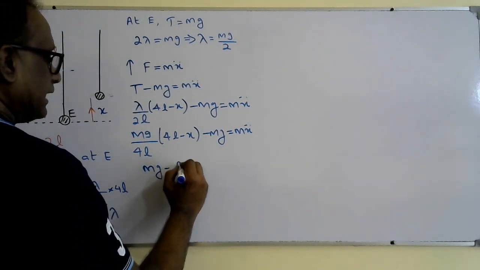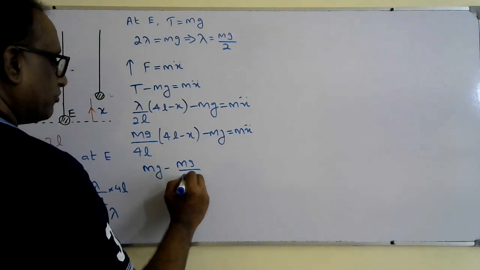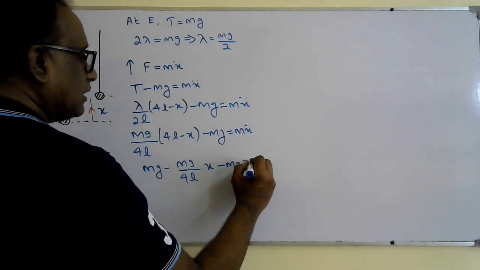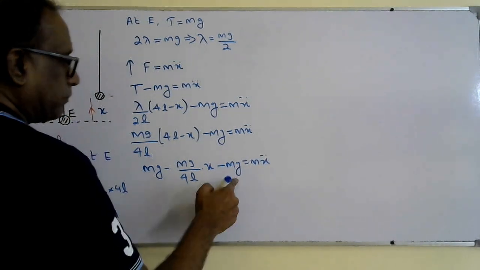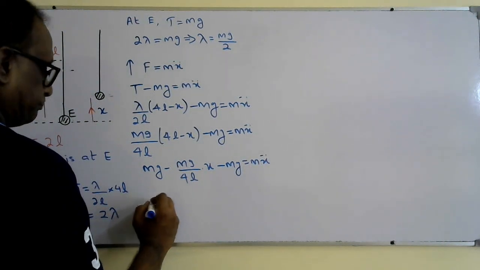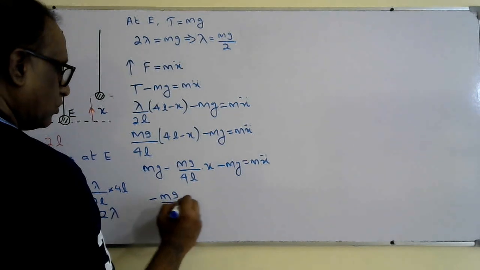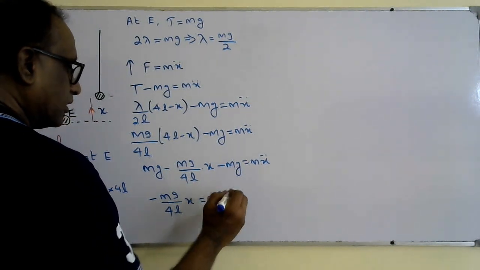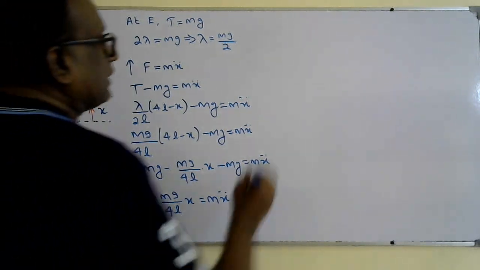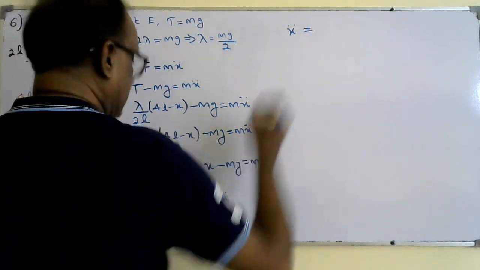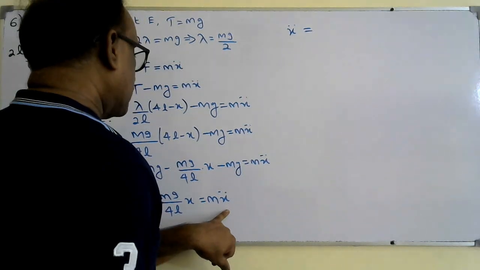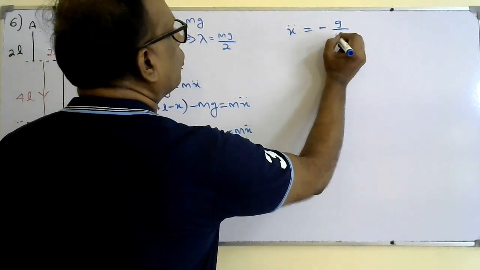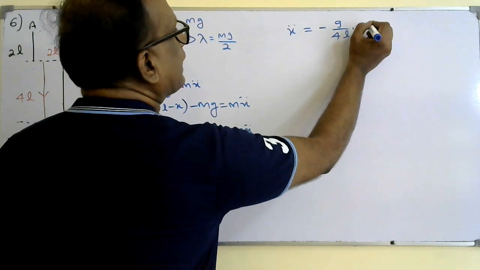Mg minus mg over 4L into x minus mg equal mx double dot. Minus mg will get cancelled, minus mg over 4L x equal mx double dot. m will get cancelled, so we'll get x double dot equal, x double dot subject, x double dot equal g minus g over 4L into x.